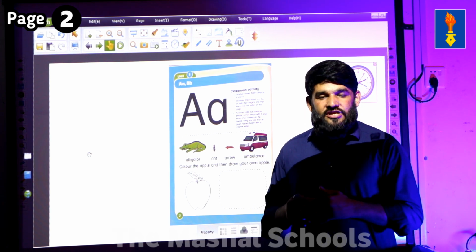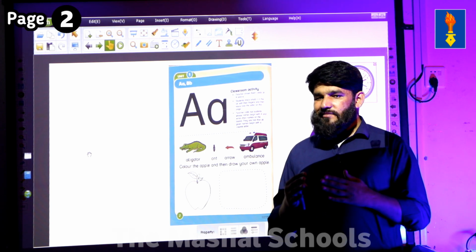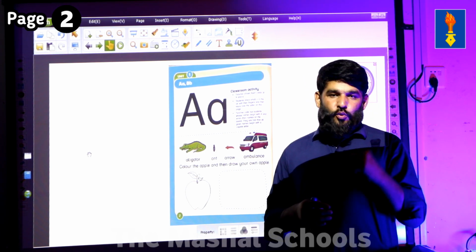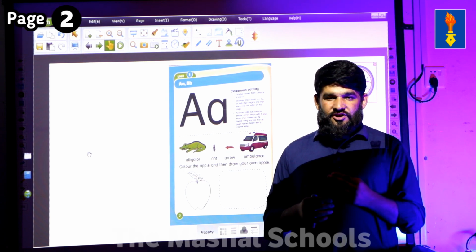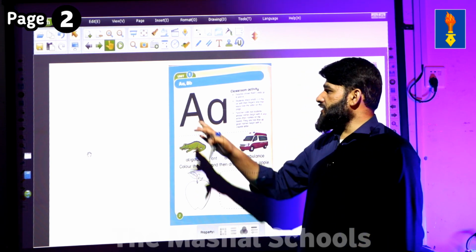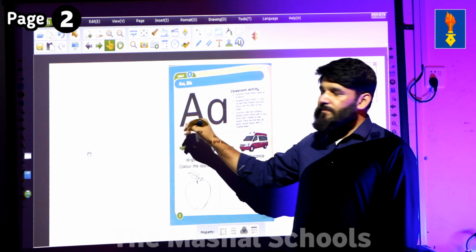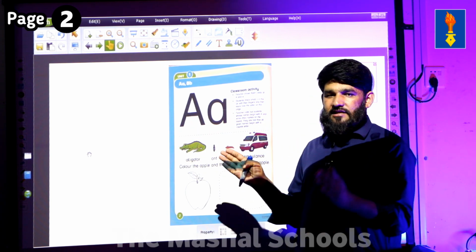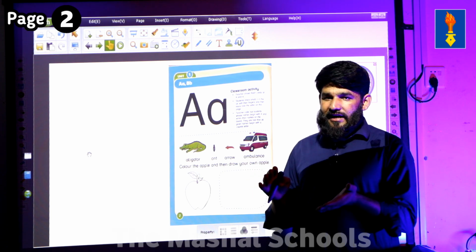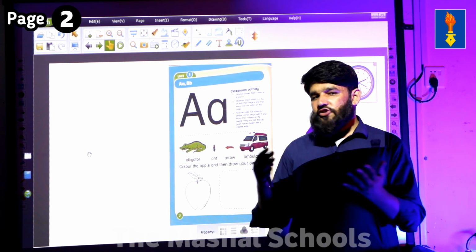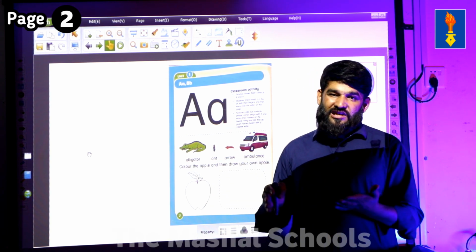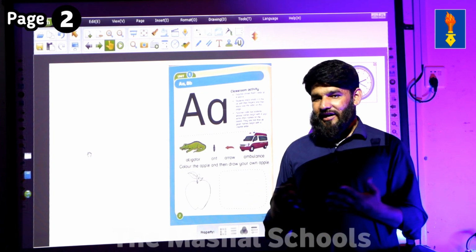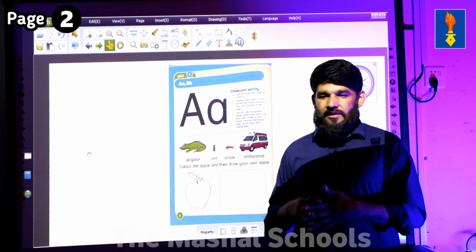Along with that, you have to understand that A can be written in two ways: the uppercase letter and the lowercase letter. We call them small letters or capital letters. Here the first letter is a capital letter and the second one is a small letter. Capital is written above 3 lines, and the small letter has 3 different variations. It can be written in grass lines, root lines, and sky lines. We will discuss this later.